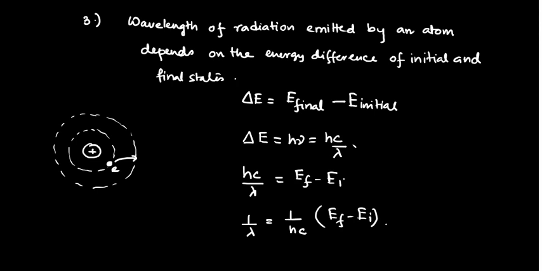Now, let us see how the emission spectra is explained by Bohr from this third postulate. The third postulate says that the energy difference delta E gives the expression for wavelength, because delta E is equal to hc by lambda. Now, let us go for this thing, quantization, which gives rise to atomic spectra.